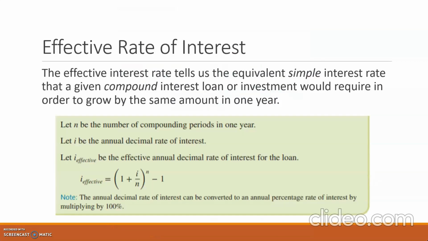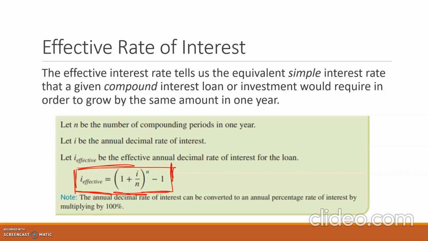I'll read it out to you once again in a slightly different phrasing. This slide says that the effective interest rate tells us the equivalent simple interest rate that a given compound interest loan or investment would require in order to grow by the same amount in 1 year. Now, the way we calculate the effective rate of interest is with this formula down here. This formula is on your formula sheet, so memorizing it is not something you have to do, but you do need to know what it is, what it's for, what sort of questions will require it, and where you would find it in the formula sheet.